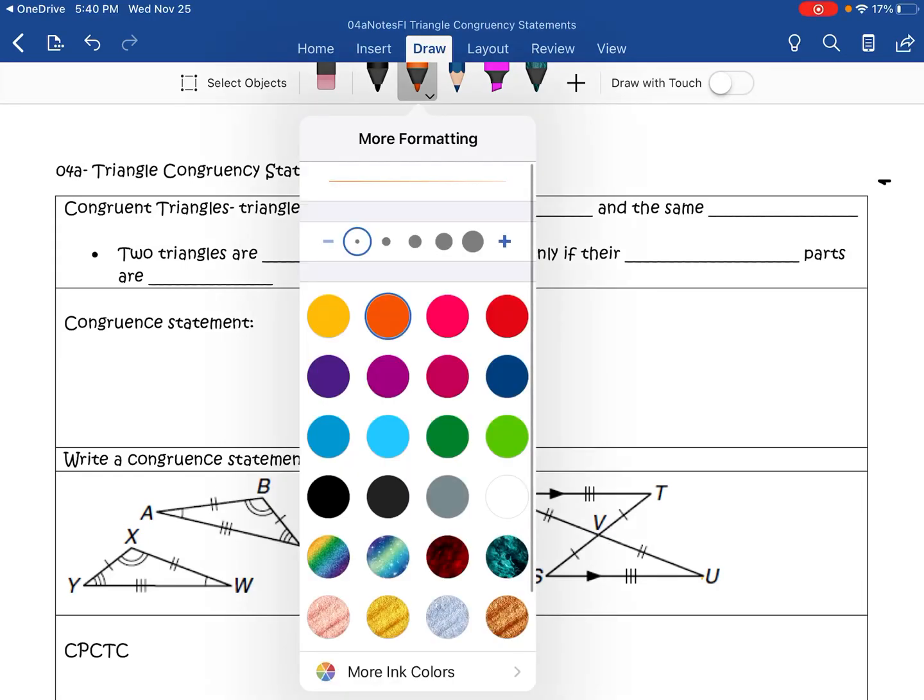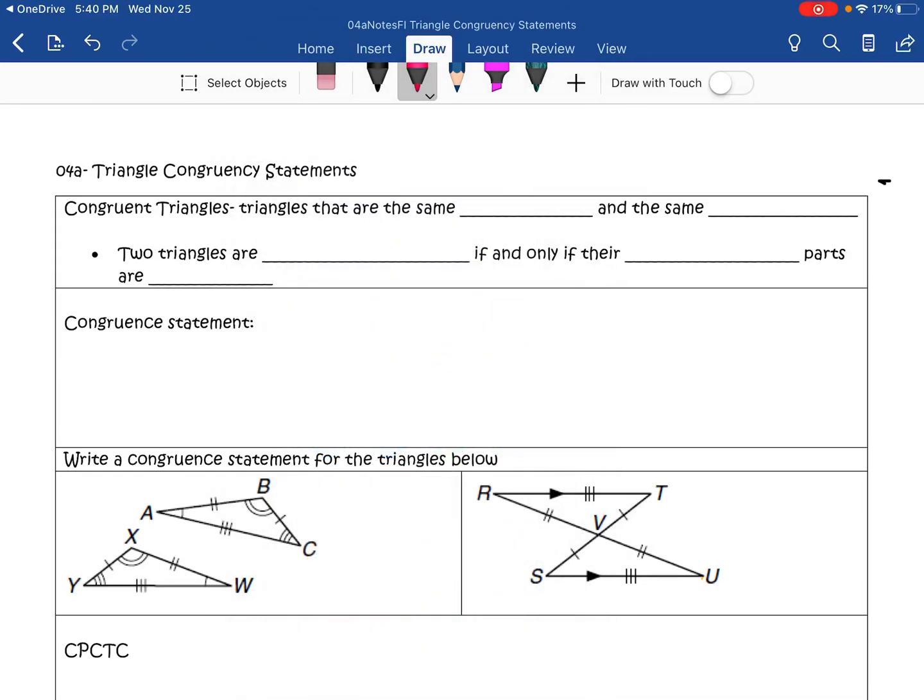We're going to talk about congruent statements to start Unit 4 off. So basically, congruent triangles are triangles that are the same shape and the same size. Two triangles are congruent if and only if their corresponding parts are congruent.